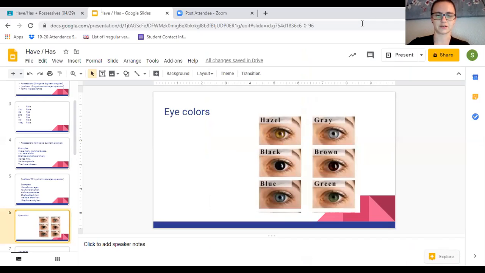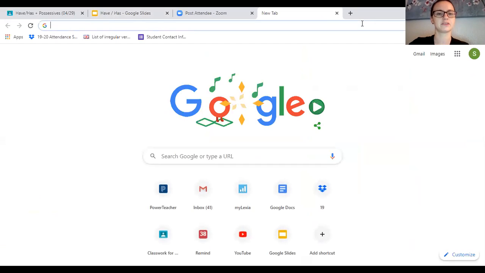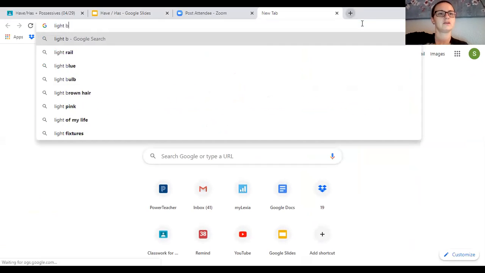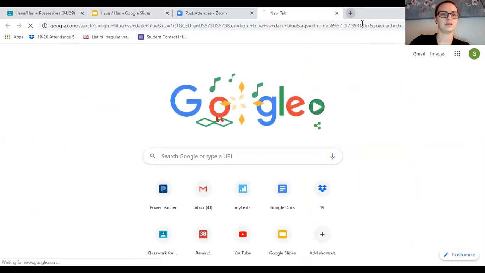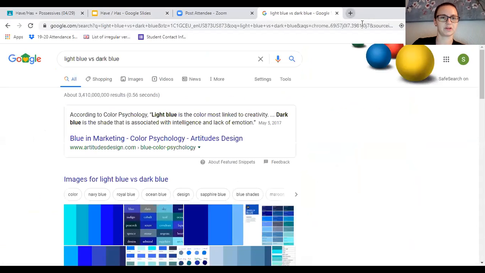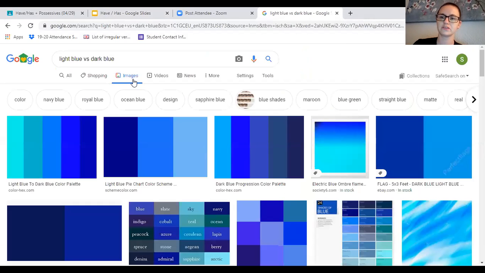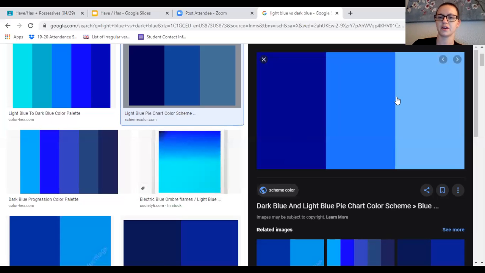So just to show you some examples, we're gonna hop out of here real quick. We're gonna go on a little journey on the internet. So let's just look at, for example, light blue versus dark blue. And we're gonna go to images right here. So this is just an example. So this would be light blue, and I'm gonna go back to the slide and type in the word light for you. This is light blue, and this is dark blue. This we could call medium. Medium, so it's in the middle, right? So it's not light, it's not dark, it's somewhere in the middle.